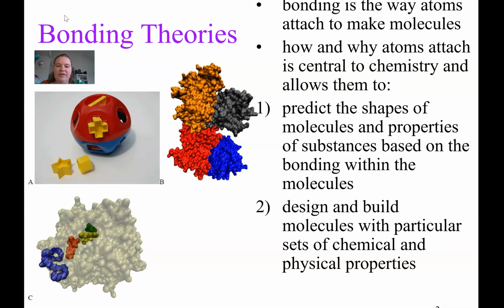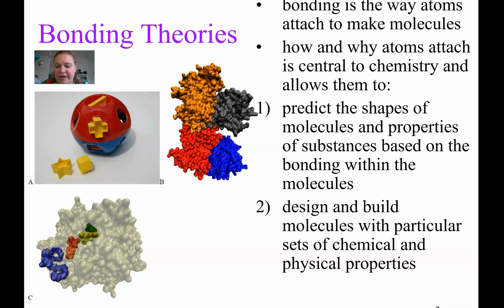And this slide's kind of explaining why we talk about it. Atoms form bonds in order to create molecules, and there's a couple reasons why we study this, but one of the big ones is that we want to know how these molecules are interacting with each other. And one of the theories we're going to use in this video is looking at the shapes of these molecules. Knowing the shapes helps us understand how they can interact with each other.